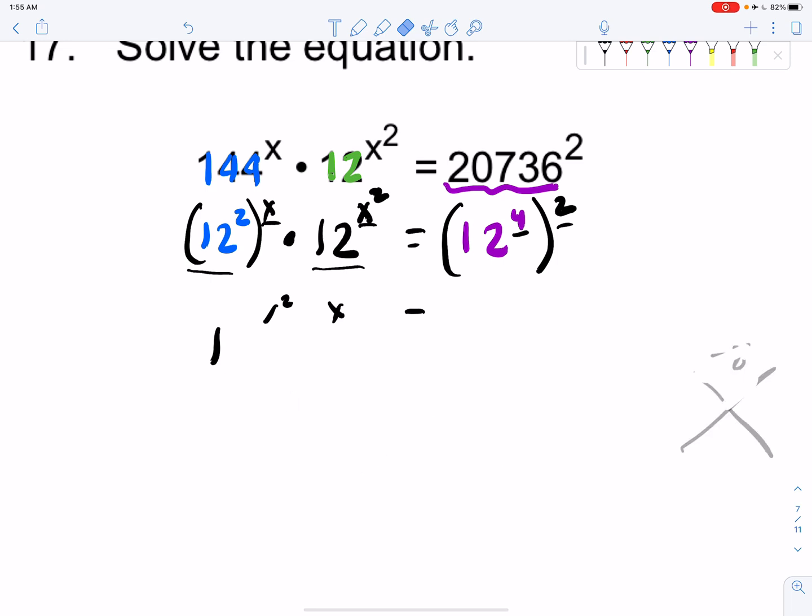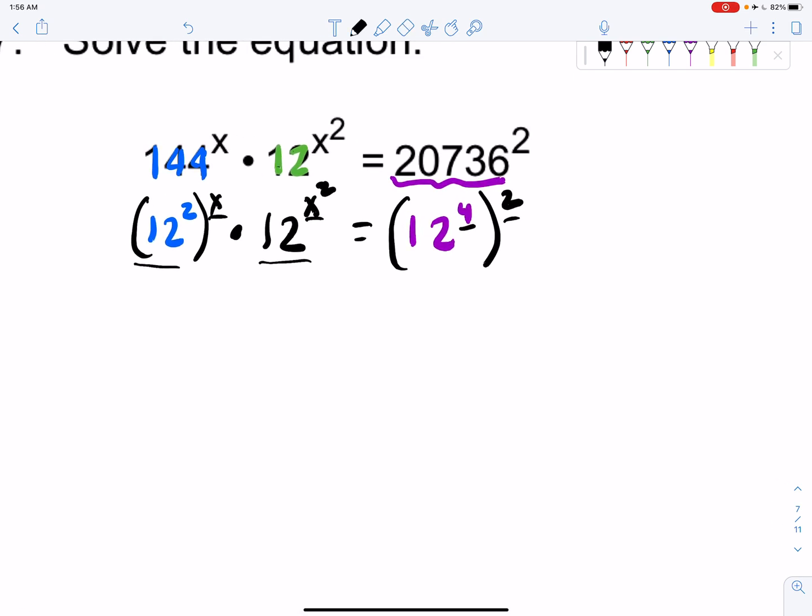The power of editing would make me look better, but I just don't want to do any editing. I'm just going to keep on rolling here. So notice this is 2 raised to the x. So power raised to power is multiplication, so that is 2x. And this is 12 raised to the x squared. And this is 12 raised to the 4 times 2 is 8.